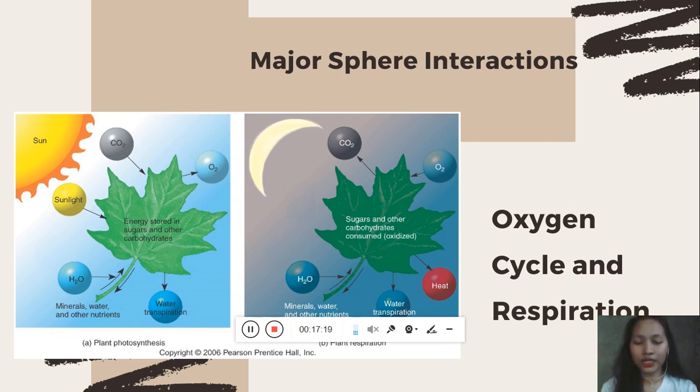The oxygen cycle involves two major spheres, the atmosphere and the biosphere, for which plants take energy from the sun and carbon dioxide in the atmosphere. The plants then give off oxygen for living things to breathe in. Living things exhale carbon dioxide, which goes back into the atmosphere, and the cycle goes on.